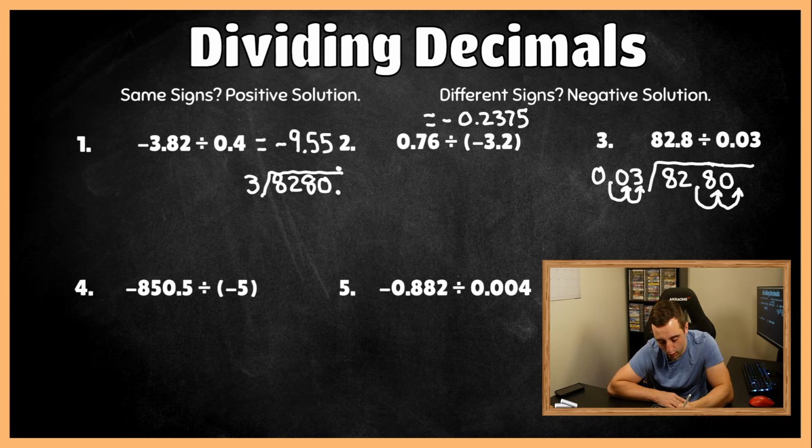How many times does 3 go into 8? Well, it fits twice. 3 times 2 is 6. Subtract, we get a remainder of 2. 3 does not fit into 2 at all, so we bring down a 2.